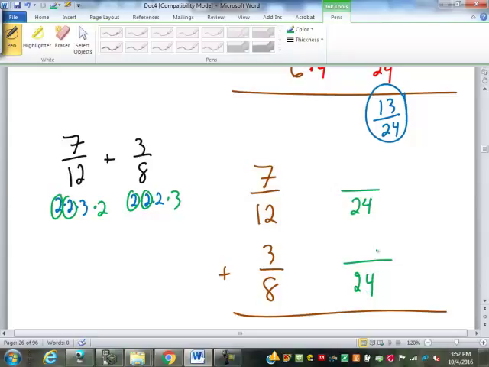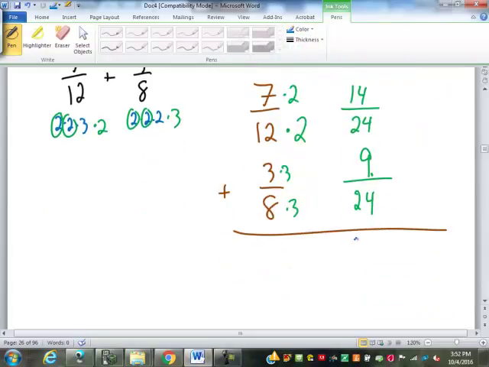What does 12 have to be multiplied by to turn it into a 24? 2. Yeah, you're thinking of the 8. So that's 7 times 2 is 14. What's this going to become up here? 9. Good. 8 times 3 makes 24, so 3 times 3 makes 9. And we add. 14 plus 9 makes 23 24ths.